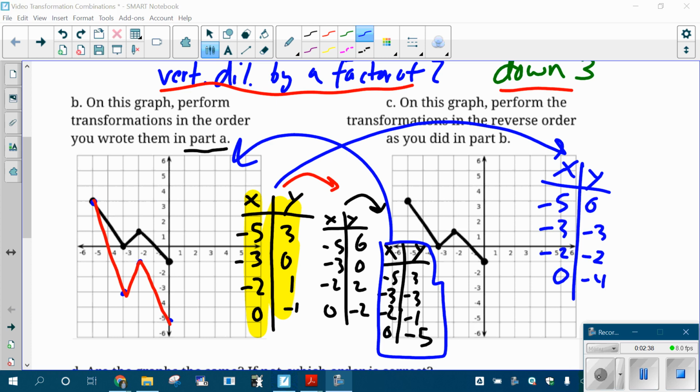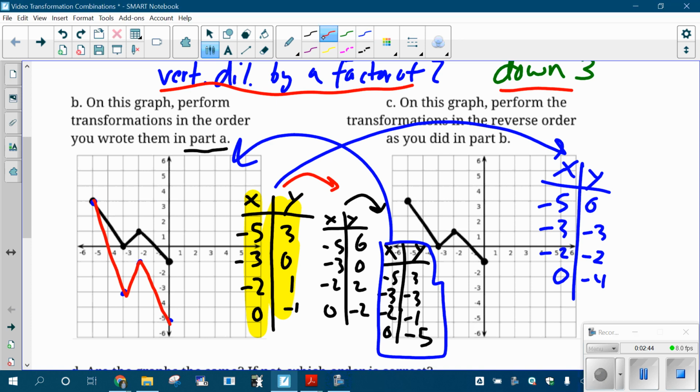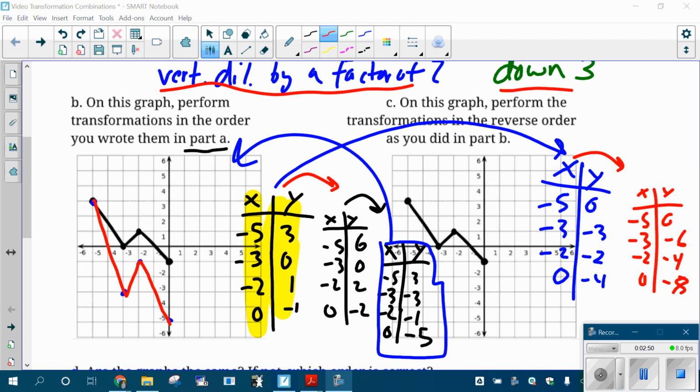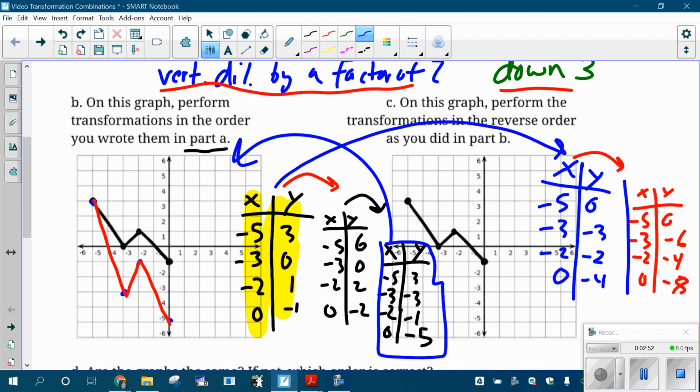Okay? I made all the y's 3 less, and now we're going to do a vertical dilation by a factor of 2. So I'm going to multiply all the y's by 2. Again, I'm doing the same 2 things. I'm just doing it in the opposite order. Okay, let's take all our y's and multiply them by 2. Okay, I did the same 2 transformations. The graph should look the same. Or should it? Let's plot these new points and see what happens here.